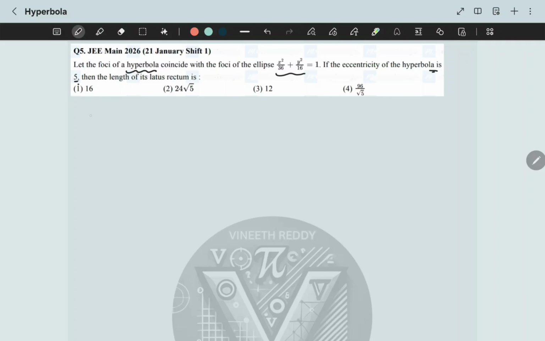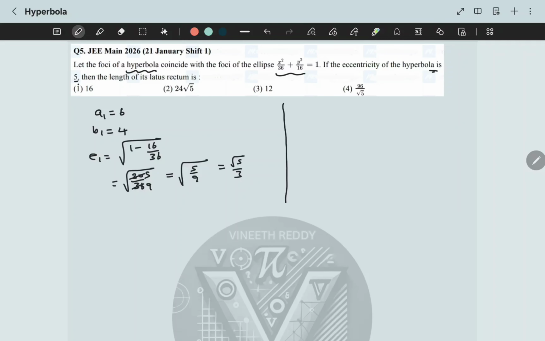For the ellipse, let us denote everything with the subscript 1. That means A1 is 6, B1 is 4. I think we can easily find E1. That will be under root 1 minus B square by A square, so it should be 16 divided by 36. It should be under root 20 divided by 36, which is under root 4 times 5 over 4 times 9. So it should be under root 5 divided by 3. Now this is for the ellipse.